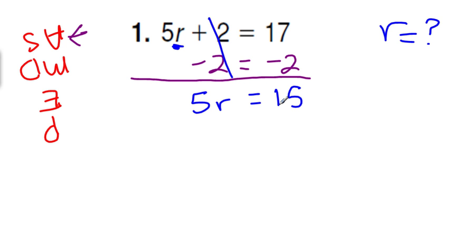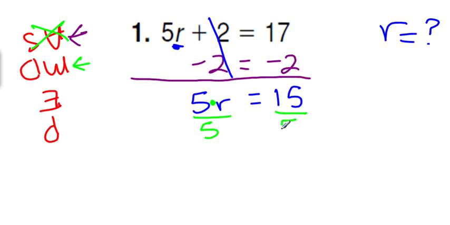Most of you are probably sitting there saying, well, duh, I know the answer by now. That's not the point. Point is we need to continue down our list. So we've done adding and subtracting. So now we go to multiplying and dividing. So you see it's 5 times r. So we need to do the opposite of that. The opposite of multiplying by 5 is, of course, to divide by 5.